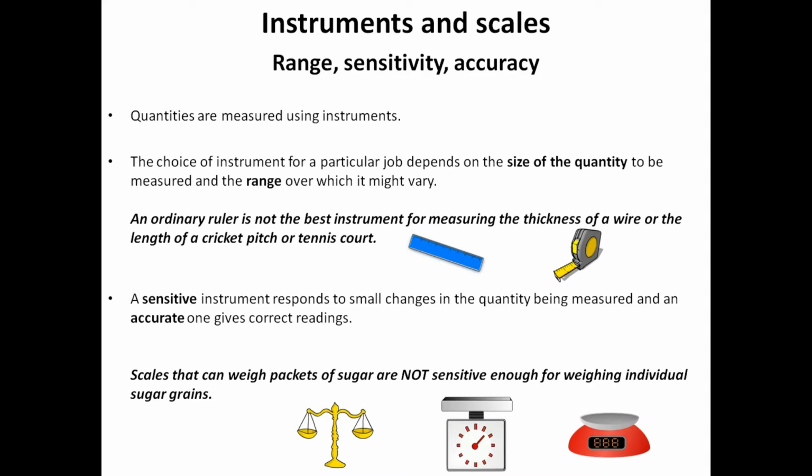So a sensitive instrument responds to small changes in the quantity being measured, and an accurate one gives correct readings. These are very important. So you need a sensitive instrument and you need an accurate instrument. Scales that can weigh packets of sugar are not sensitive enough for weighing individual sugar grains. So all of these are important when you're deciding to take a measurement.